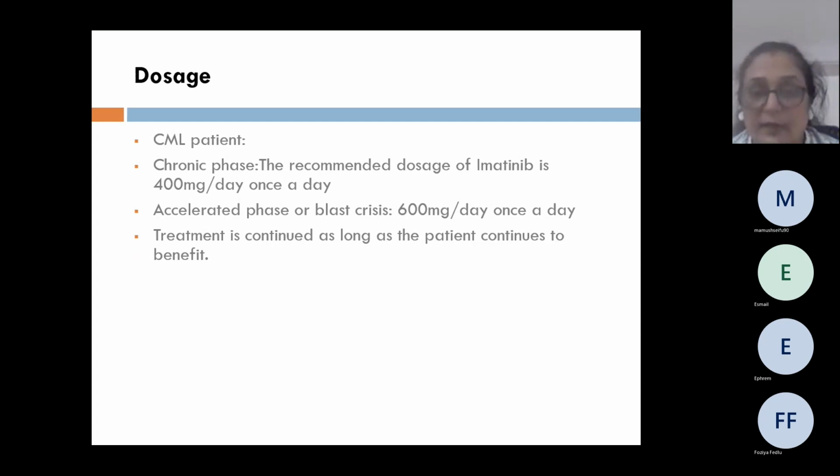Okay, so the recommended dose is 400 mg daily for chronic phase. In the accelerated phase, that is the second phase, or even for the blast crisis, the dose is 600 mg per day. That means 600 mg is given once a day, and it is continued till the disease does not progress. Treatment is continued as long as the patient continues to get the benefit.